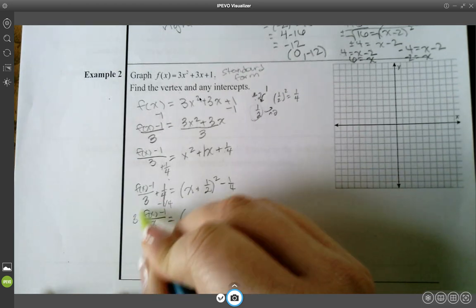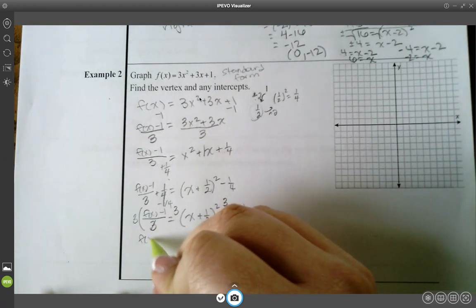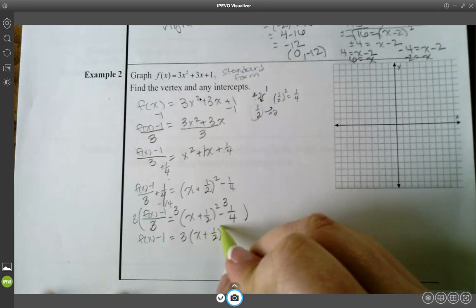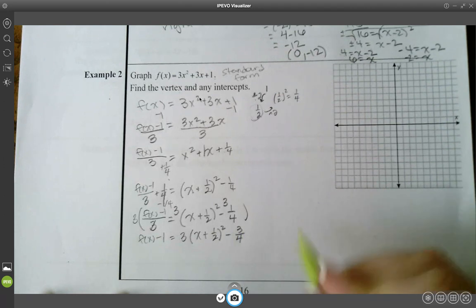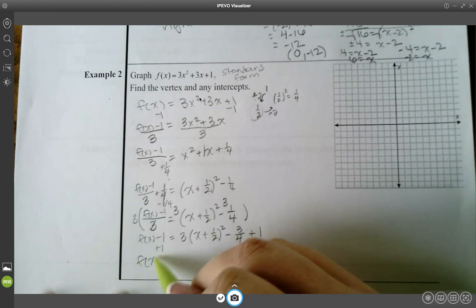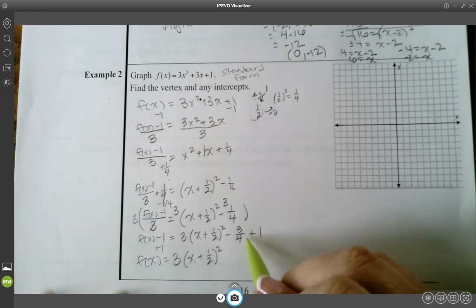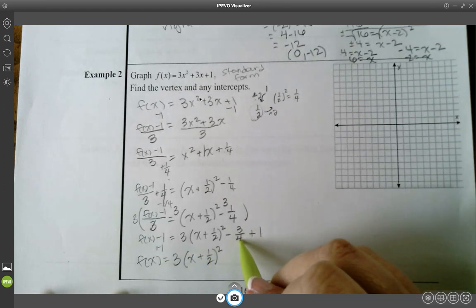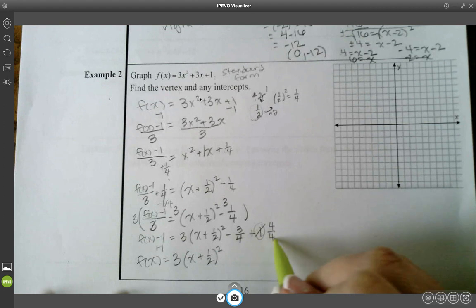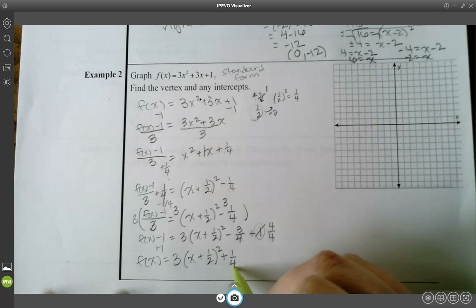Multiply everything times 3, every term. So we have f of x minus 1 equals 3 times the quantity of x plus 1/2 squared minus 3/4. And then plus 1 on both sides. So we'll have f of x equals 3 times the quantity of x plus 1/2 squared. Now, in order to add the negative 3/4 plus 1, we need to rewrite 1 as 4 over 4. So we have a common denominator, and we can add across the numerators. So we get plus 1/4.